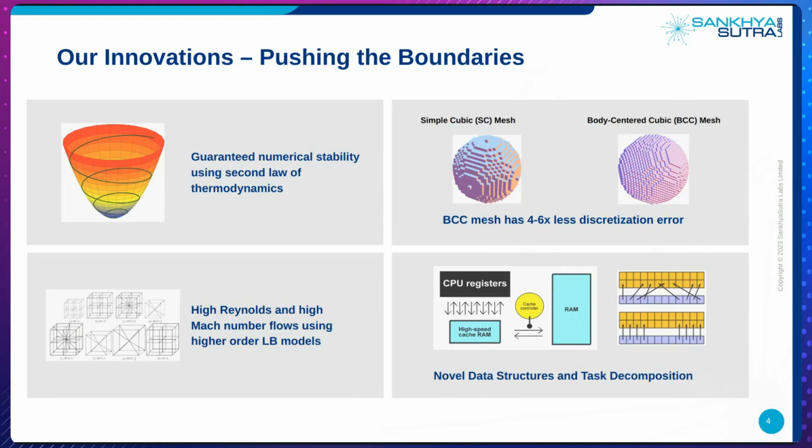We also offer higher order LB models, which are lattice structures with a higher number of velocities in the discretized velocity space. This essentially gives you the option to run simulations at high Reynolds numbers and high Mach numbers, extending up until the transonic regime. We also make use of novel data structures and efficient task decomposition methods in order to parallelize the solver to the best of its abilities and make complete use of the resources that are allocated to the simulation at hand.